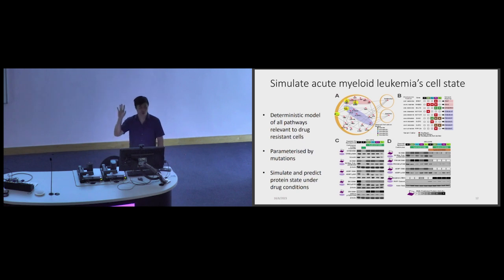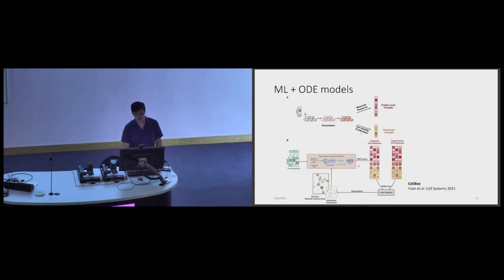So this is a very low throughput approach, right? Because it requires a lot of manual labor and deep understanding of the pathways. People have now proposed higher throughput approaches using the large single cell data sets that Mo described earlier.